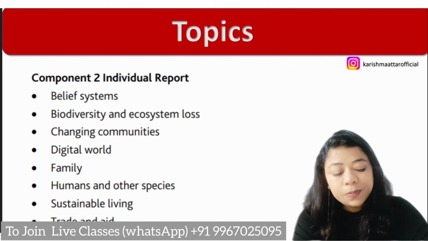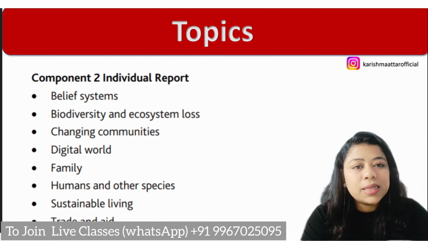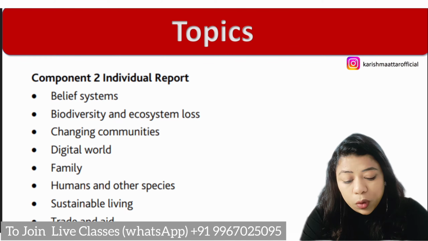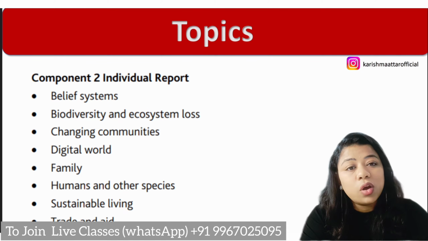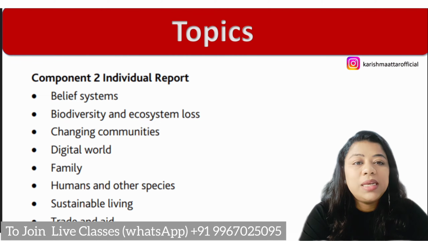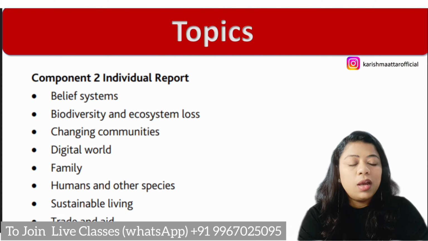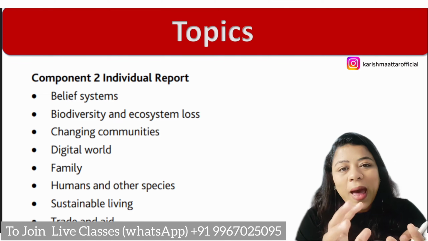A very important thing here is that you cannot end up researching separately for each and every topic. The smart way to choose the topic is, let's say if you are a biology student, you can choose biodiversity and ecosystem loss. If you are a social science student, you can choose belief systems. If you are a computer student, you can easily choose digital world. So while choosing the topic, look at the other subjects that you have chosen and then match it up with one of these 8 topics, because while you're preparing for those subjects, it will simultaneously go parallel to your preparation.